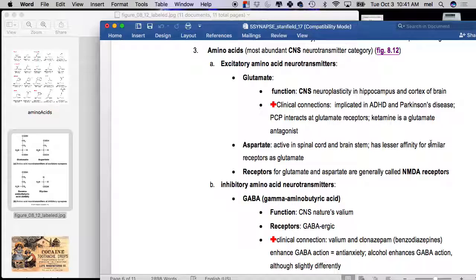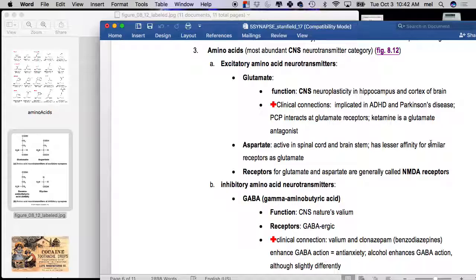Aspartate is mostly in the spinal cord and the brainstem, so that's lower functionality, right? Spinal cord and brainstem. It's excitatory in the spinal cord and the brainstem. It has lesser affinity for the same receptors as glutamate. So glutamate's here, right? And aspartate's here, right? So this one will be older functionality that you're dealing with.